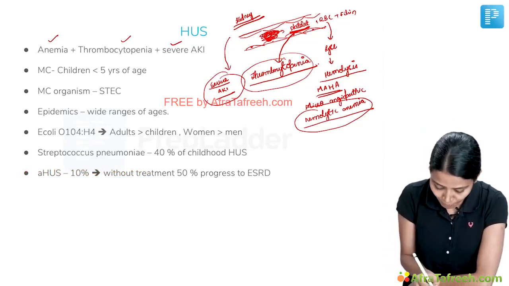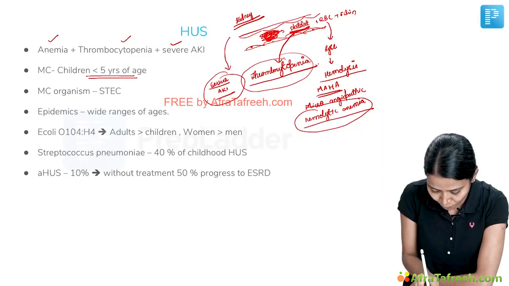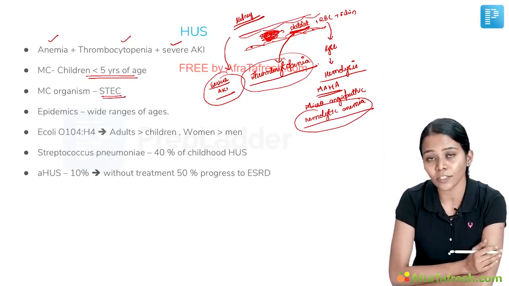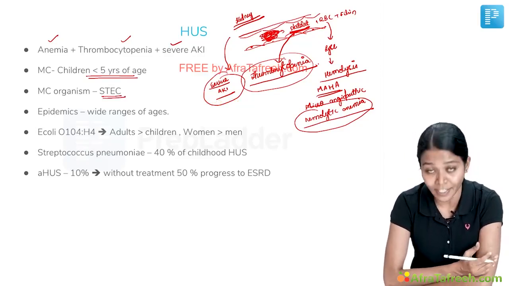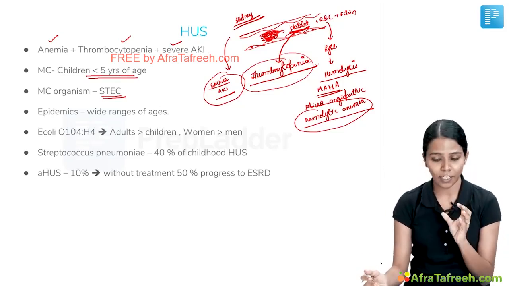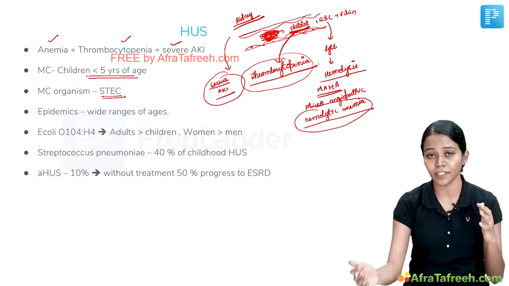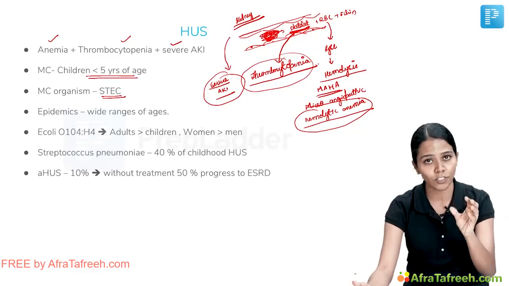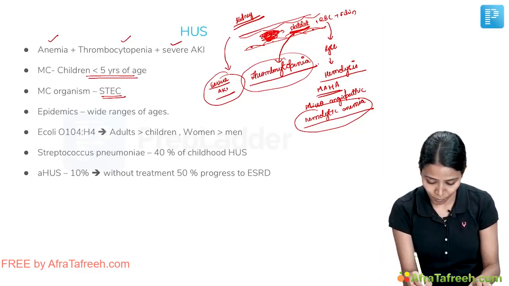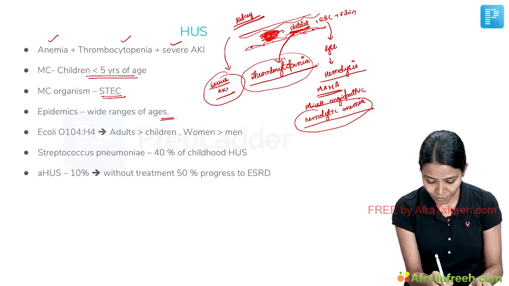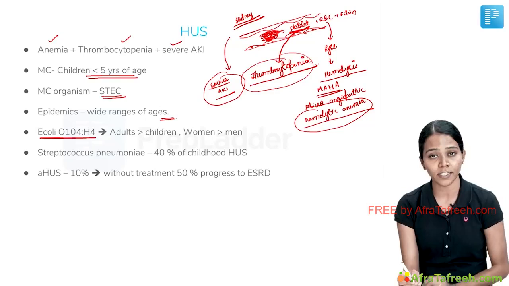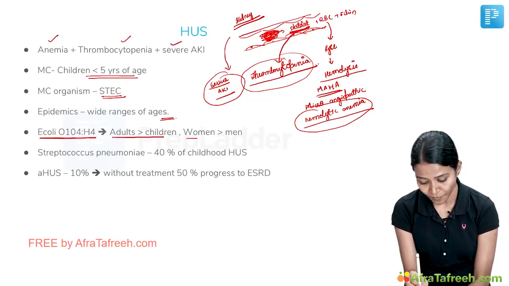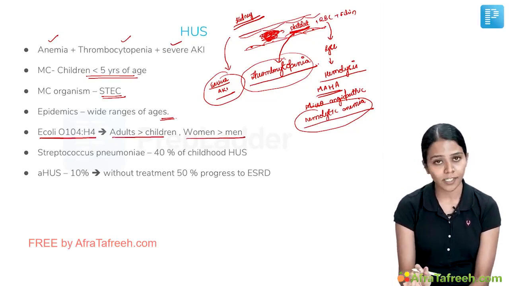So this HUS is commonly seen in children less than 5 years of age. Okay. And the most common organism causing it is STEC, that is Shiga toxin secreting E. coli. But this happens in isolated pockets. If it is happening in epidemics, then it can involve any age group. It will not stay isolated to one age group of less than 5 years. So one such epidemic that happened in Germany was by E. coli O104:H4 strain, where adults were seen to be more affected than children and women were affected more than men. Okay, so this is about STEC.